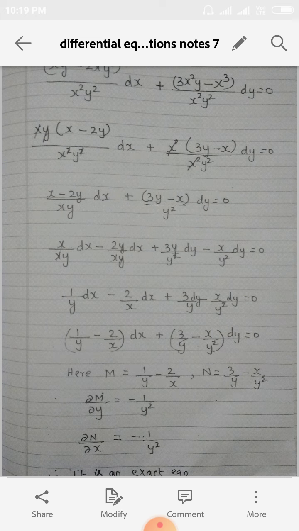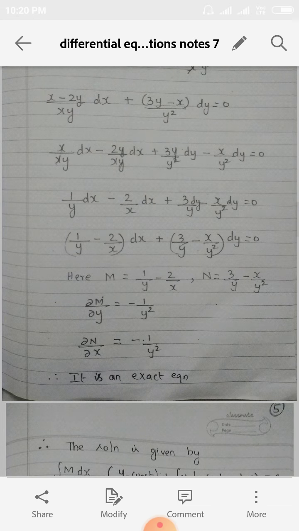See, first write the dx terms. 1 by y minus 2 by x into dx plus 3 by y minus x by y square into dy is equal to 0. Now what is the M? M is equal to 1 by y minus 2 by x, and N is equal to 3 by y minus x by y square. So now find dou M by dou y, that is nothing but minus 1 by y square. And then dou N by dou x is equal to minus 1 by y square.